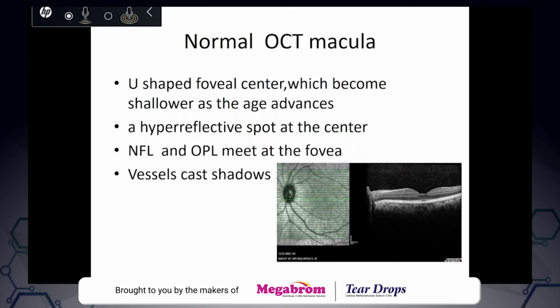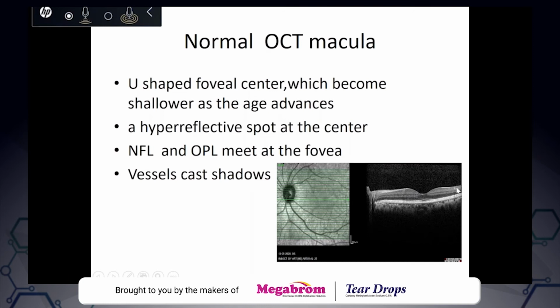And in the normal OCT macula, you are seeing a small depression. This is the foveal depression and a hyperreflective spot in the center. This is again normal. And very important, look at this. To know whether your fovea is normal, you look at the nerve fiber layer. It is ending on the fovea. Look at the outer plexiform layer. It is ending there. So when the outer plexiform layer and the nerve fiber layer meet, that is the fovea.